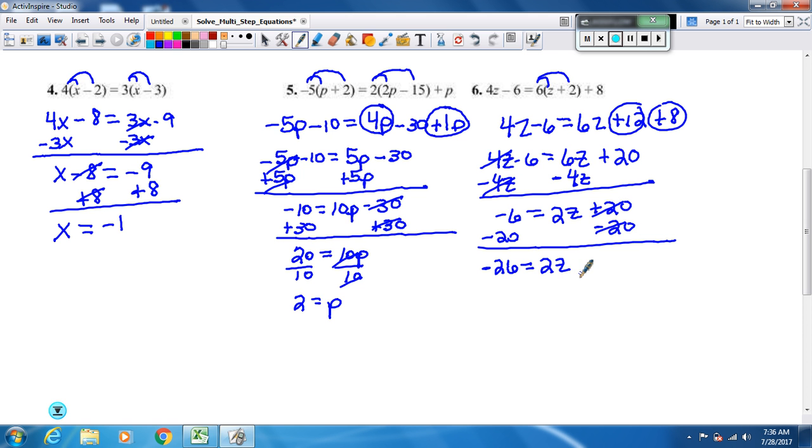opposites cancel. Okay, this is 2 times z. The opposite of times is divide. Divide both sides by 2. There is a negative on the top of your fraction, but there's not a negative on the bottom to cancel it out, so it stays negative. 26 divided by 2 is 13, equals, top cancels with bottom, z, so you're finished.